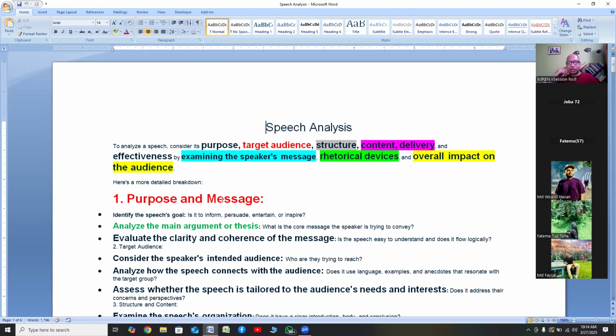So anyway, to analyze a speech, we have to consider the purpose of the speech, the target audience, the structure of the speech, content, the ways of delivery, and effectiveness or the impact of the speech, the message that the speaker intends to convey to his audience. That is also to be found out while analyzing a speech. Then rhetorical devices. And last of all, the overall impact of the speech upon the audience. So these are the basic elements that we have to consider during a speech analysis.